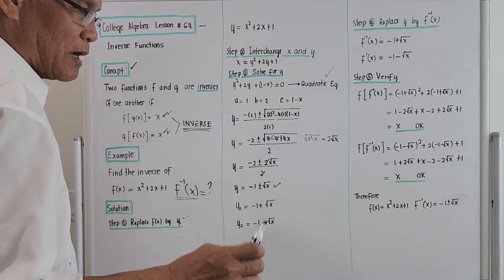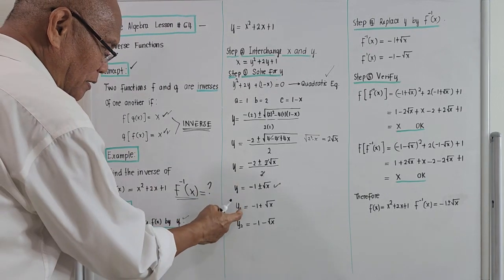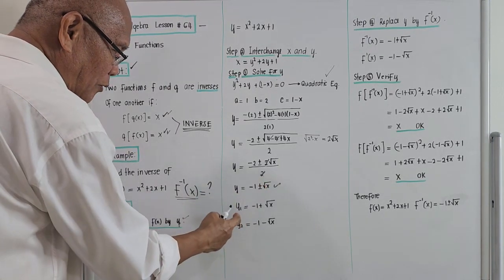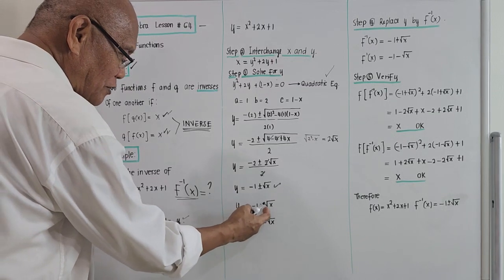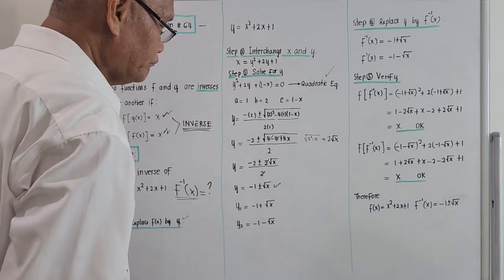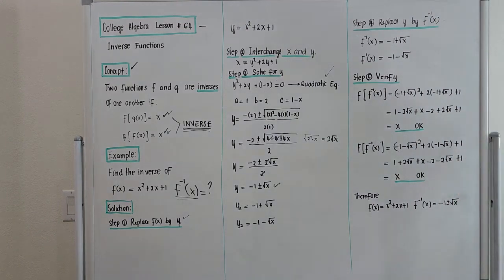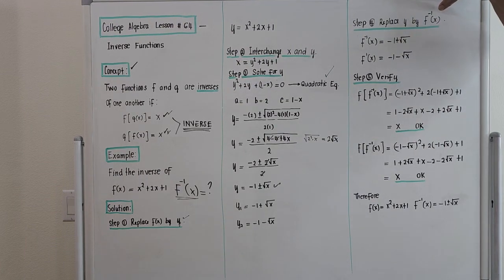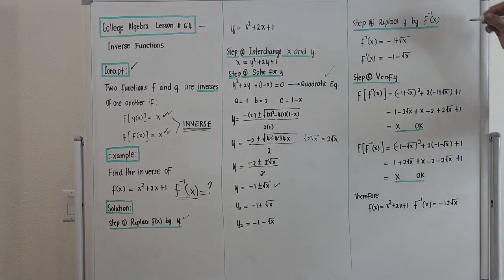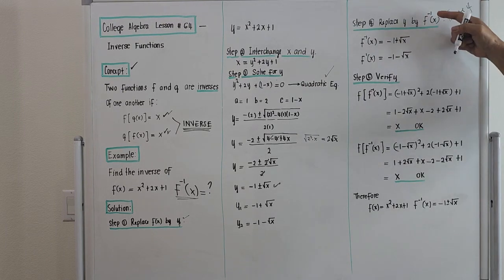Okay, there are 2 possible values of y because it's a quadratic equation. So by using the positive sign, y sub 1 will be negative 1 plus the square root of x, and y sub 2 will be negative 1 minus the square root of x. Okay? That is step number 3, solving for y. Okay? Step number 4, replace y by f to the minus 1 of x. F to the minus 1 of x is actually the inverse of x.